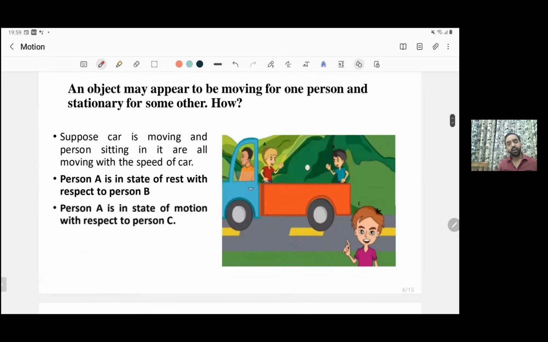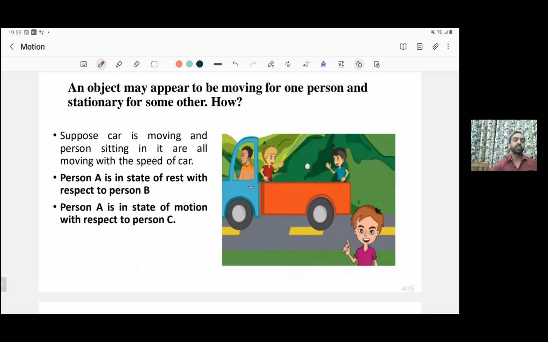Now, sometimes the same body can be in a state of motion and also in a state of rest, if the reference point changes. Here we can see a person A, a person B and a person C. Person A is in a state of rest with respect to person B. Why? Because both A and B are standing on a car and the car is moving with a certain velocity. So the position of A with respect to B is fixed, not changing. But if I compare the position of A with respect to C, who is standing outside the car, then the position of person A is changing with respect to C. Hence, person A is in a state of motion with respect to C.